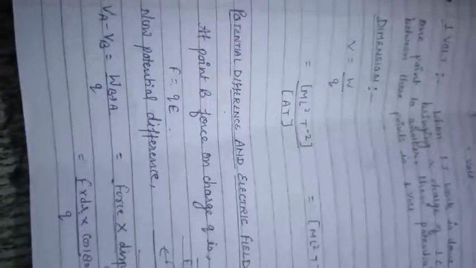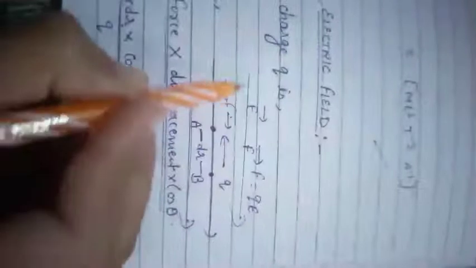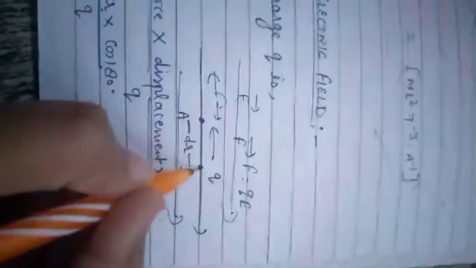Now the next term is potential difference and electric field. Means now we are determining the relation between potential difference and electric field, because potential difference is produced due to electric field, so there must be a relation between potential difference and electric field. Let's see what is that relation. So here it is an electric field, and in this field there are 2 points, point A and point B.